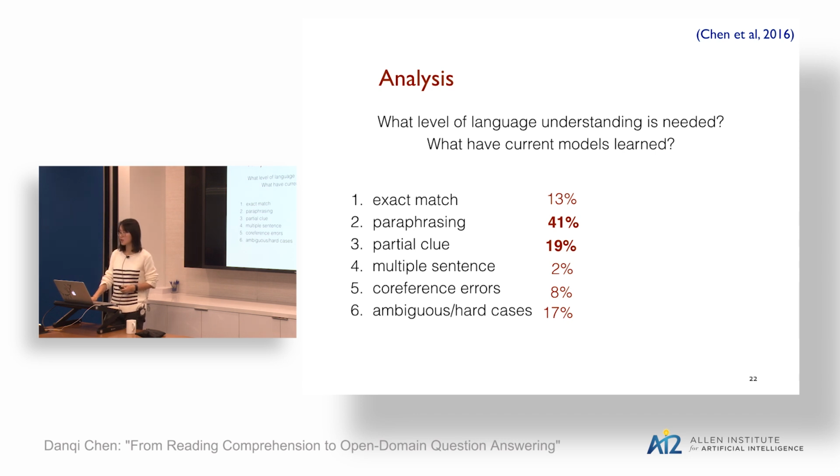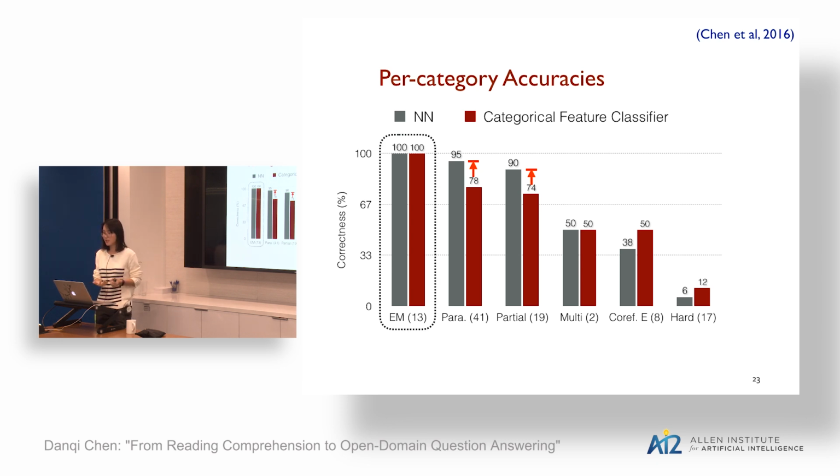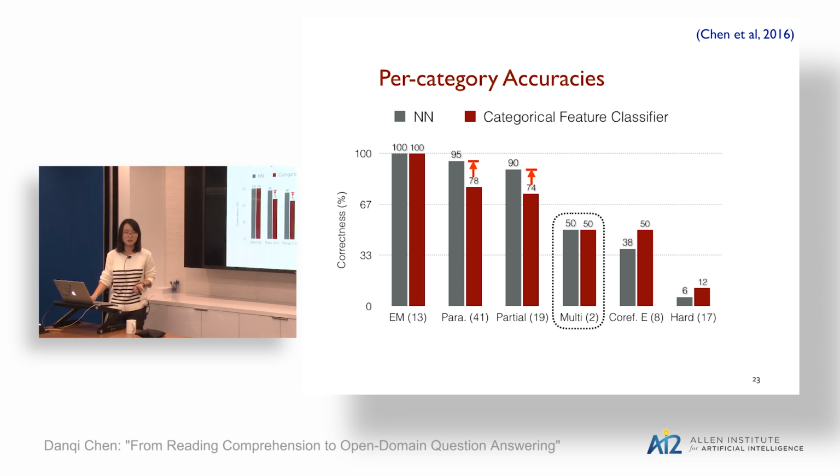If you remember, the current neural network system can already achieve about 75% accuracy on this task, which means the system already does pretty well, considering there are so many error cases. So we also tried to understand how the neural network system is different from the categorical feature classifiers. We looked at the per-category accuracies for the two systems. For the exact match case, it's kind of trivial that both systems get 100% correct. For the multiple sentence case, because there are only two cases, both get only one correct. For the coreference and hard error cases, neither does very well, so the accuracies are pretty low.